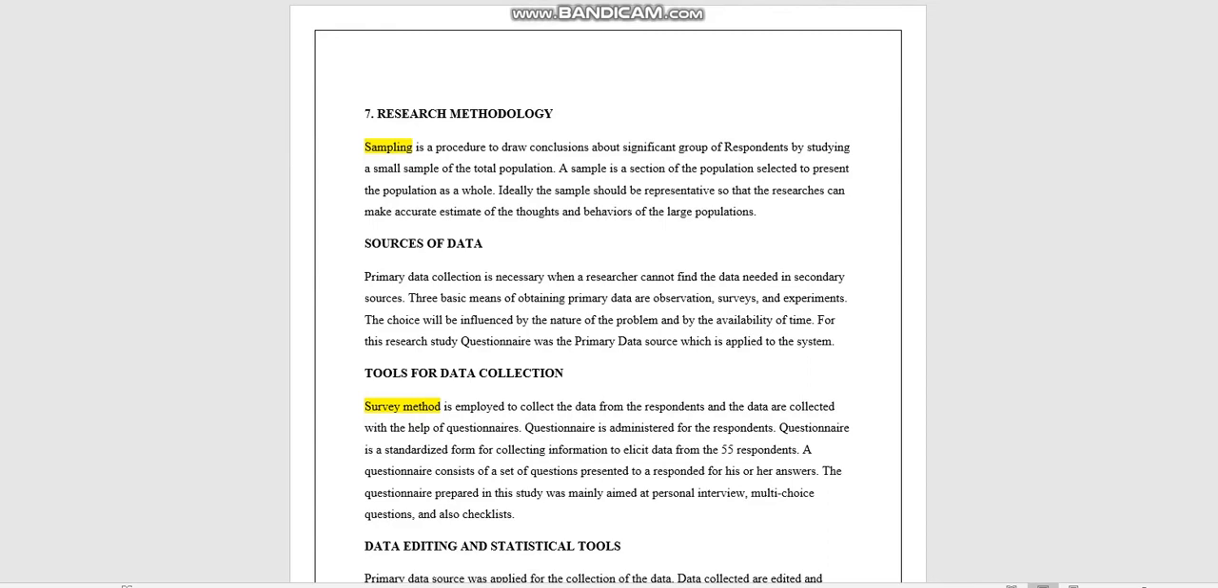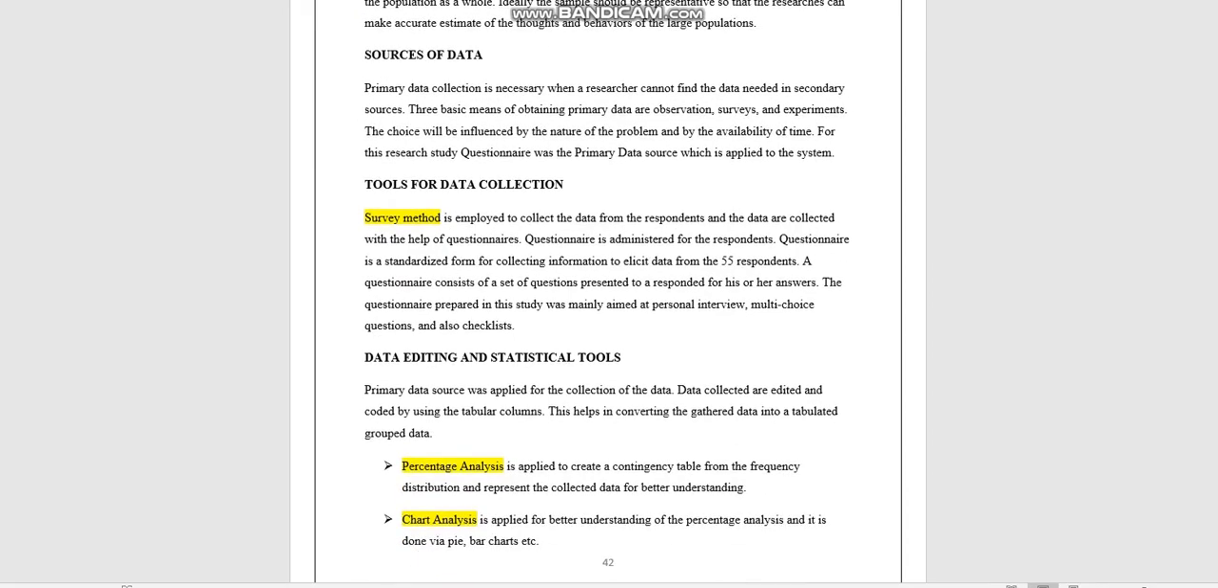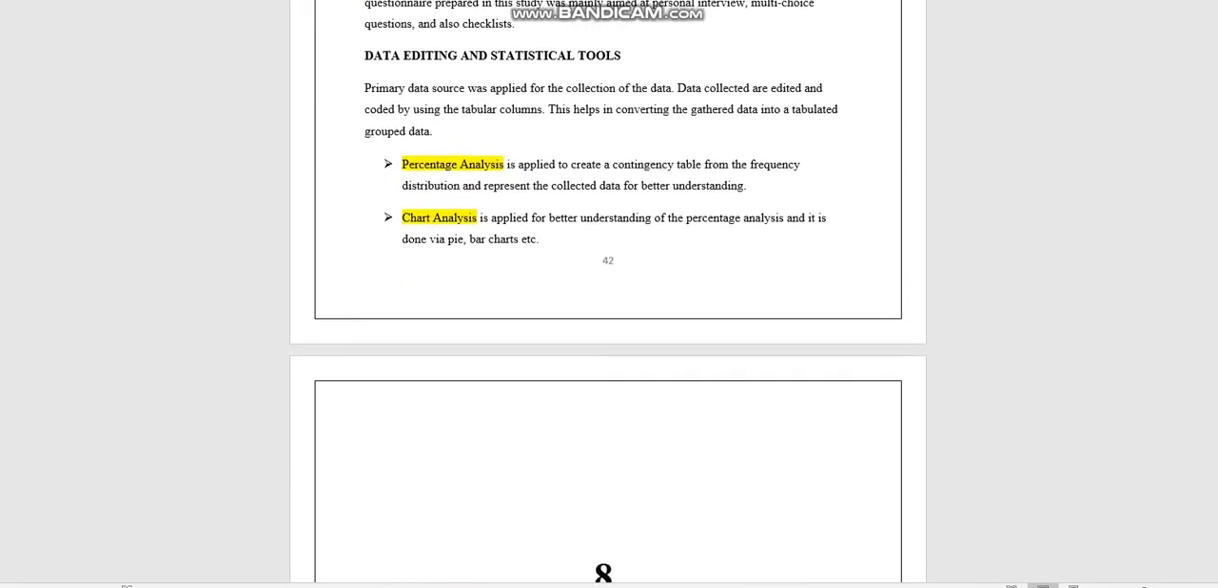So in this research methodology I'm going to use a method called the sampling method, which is used to take a small sample of the total population. I'm going to work with that. So in this sampling method I'm going to use two statistical tools. One is percentage and another one is chart analysis.